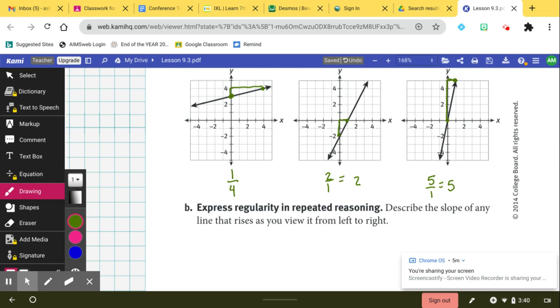It says, then describe the slope of any line that rises as we view it from left to right. So as we go from the negatives towards the positives, what can we say about the slope of the line that rises?